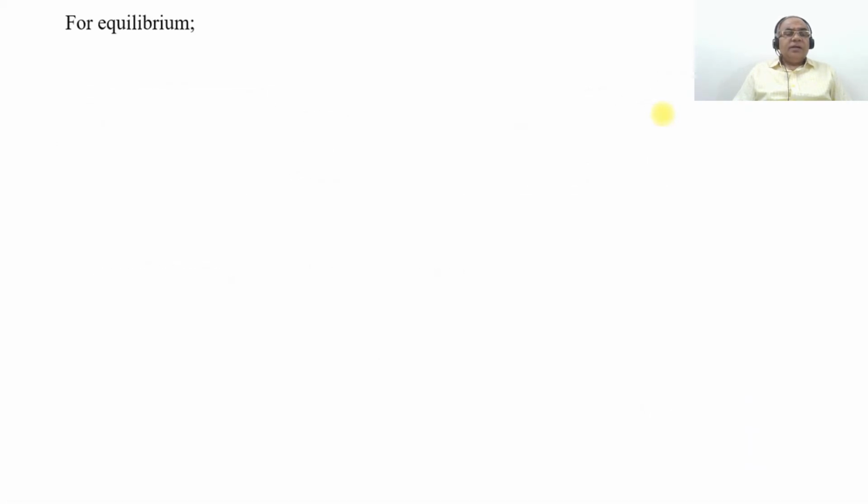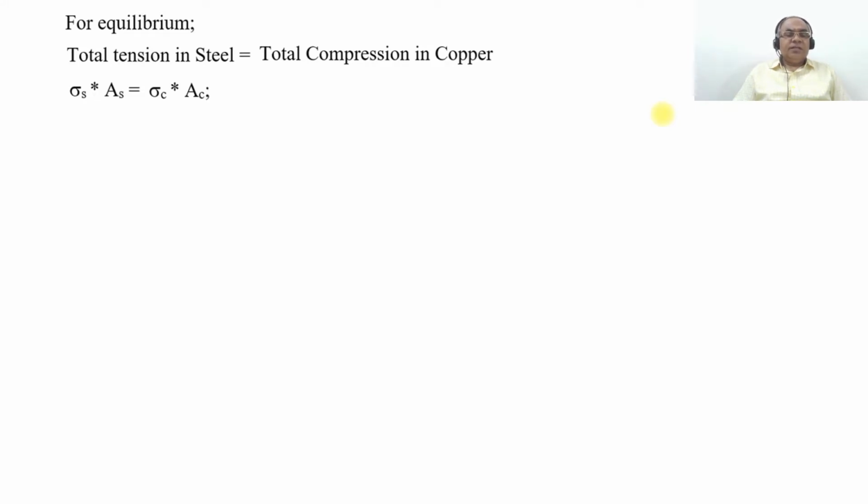Now, for equilibrium, the total tension in steel will be equal to the total compression in copper. So what is the total tension in steel? That is sigma S into A_S, which will be equal to sigma C into A_C. So sigma S into 500 will be equal to sigma C into 500. Therefore, sigma S will be equal to sigma C.